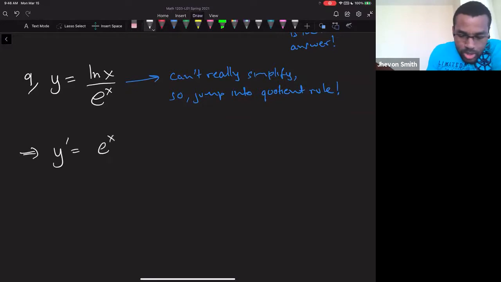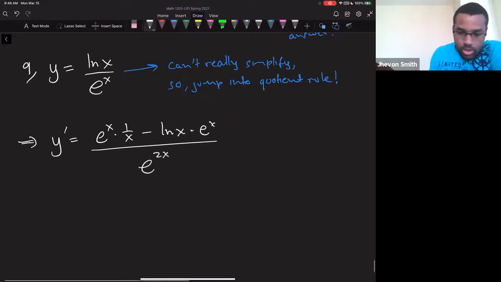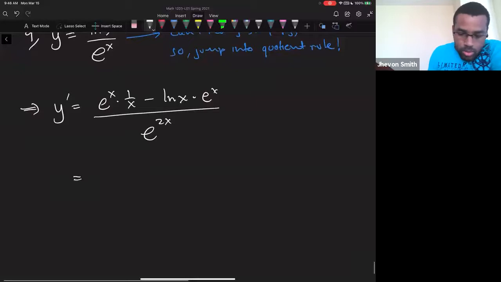So it's the bottom times the derivative of the top minus the top times the derivative of the bottom, over the bottom squared. That's probably something I should write out first. Hold on. Over the bottom squared.